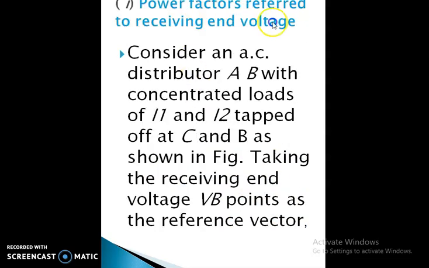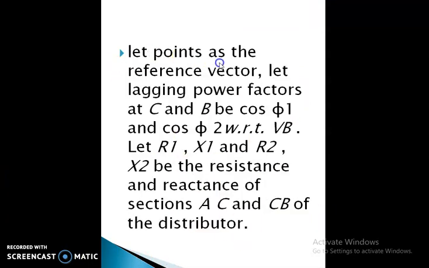Power factor referred to receiving end voltage. Consider an AC distributor AB with concentrated loads I1, I2 tapped at points C and B as shown in the figure. Taking the receiving end voltage VB as the reference vector, let the lagging power factors at C and B be cos phi 1 and cos phi 2 with respect to VB. Let R1, X1 and R2, X2 be the resistance and reactance of the sections AC and CB of the distributor.